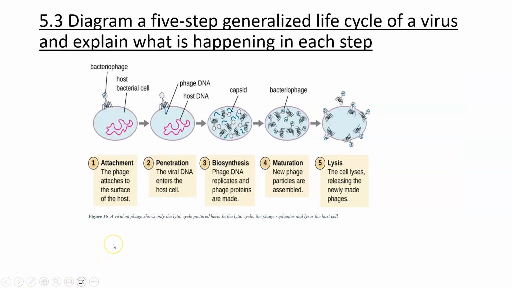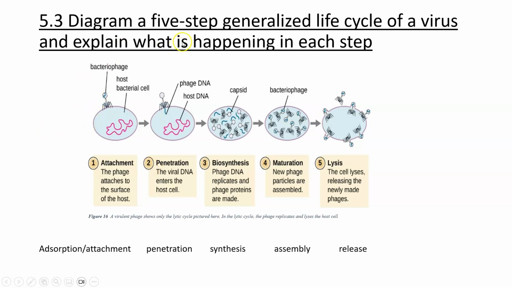So here we are in your next learning outcome. It's diagram a 5-step generalized life cycle of a virus and explain what's happening in each step. Now, I want to show you right here in this diagram, I have 5 steps. And I just like this picture a little bit better than what was in your textbook. But your textbook and this diagram use a little bit different terminology. And I would expect you to be able to recognize either one of those. Just because they're saying the same thing, they're just, like I said, using a little bit different vocabulary words.